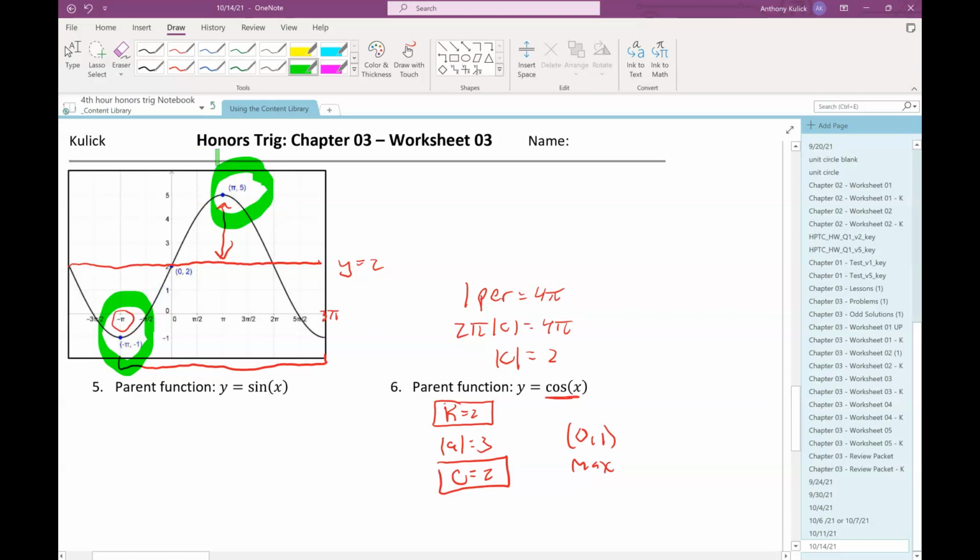For the sake of argument, let's use negative pi, negative 1, which is a minimum, because we're going from max to min. What does that tell me about A? It's got to be negative. So the A is negative 3. And what does the H have to be? Negative pi.